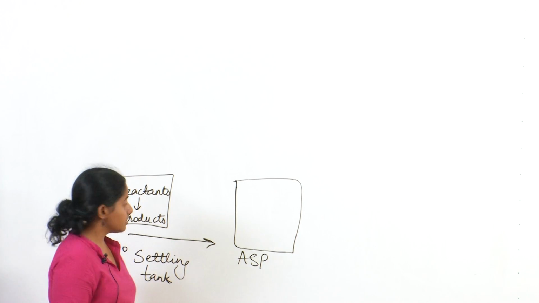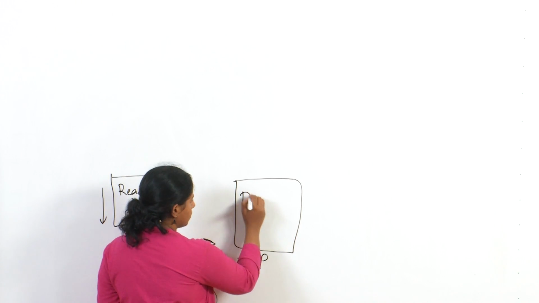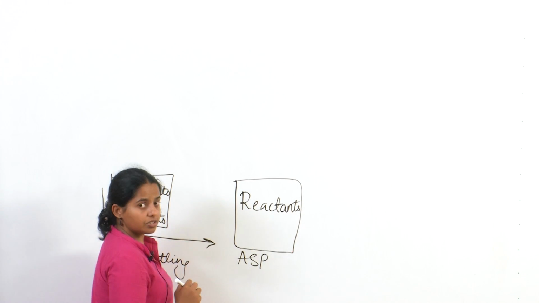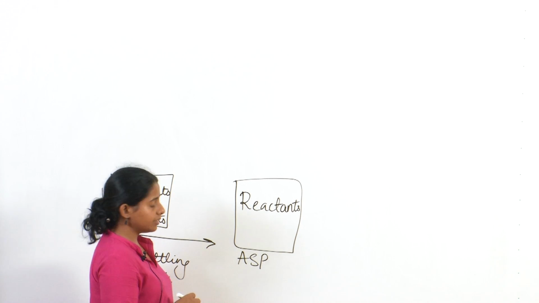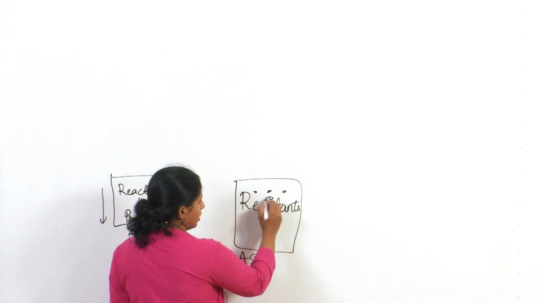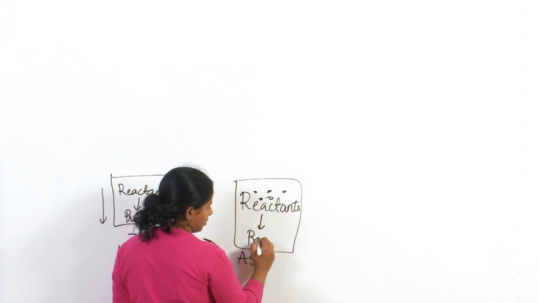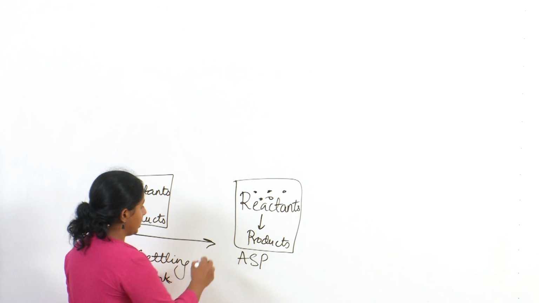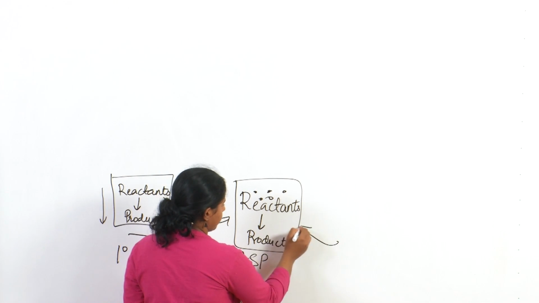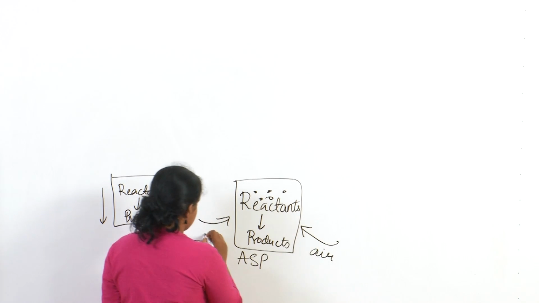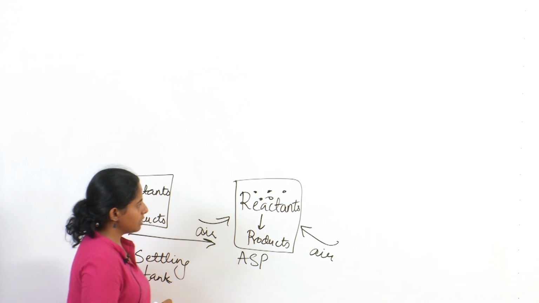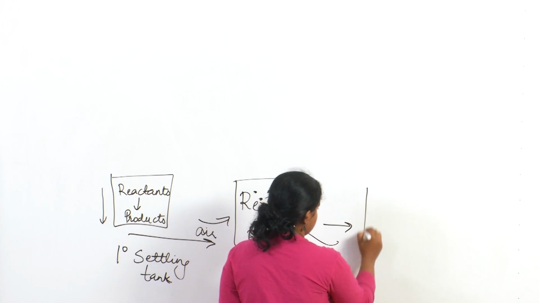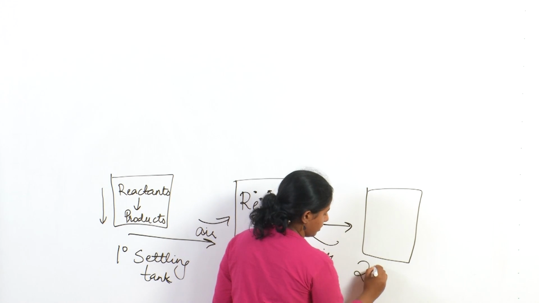Now in the ASP process, these reactants are converted into products. The reactants here are your waste, your oxygen and all other nutrients that are present. They will be eaten up by microbes and they will make products. So you have not added anything, you have not removed anything, though in ASP we aerate, so we add air because microbes will very quickly run out of oxygen. So a lot of investment is made in aerating ASP, and then this batch again travels to the next step. This is the secondary settling tank.